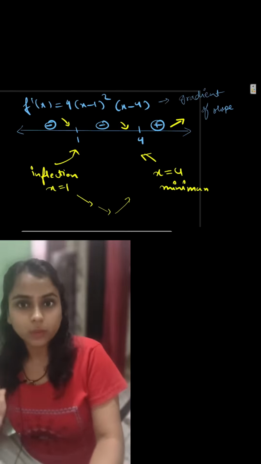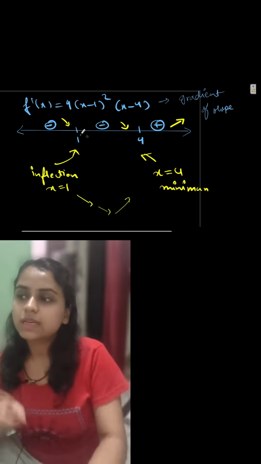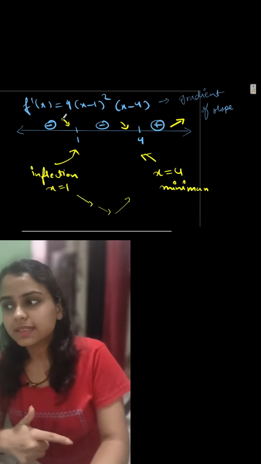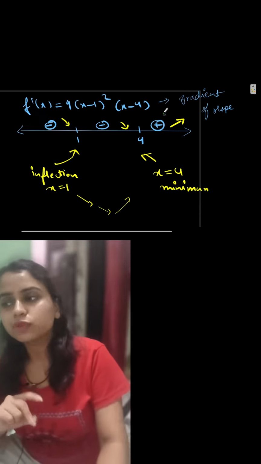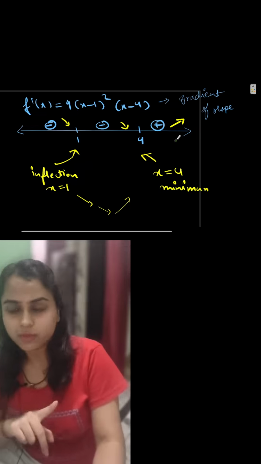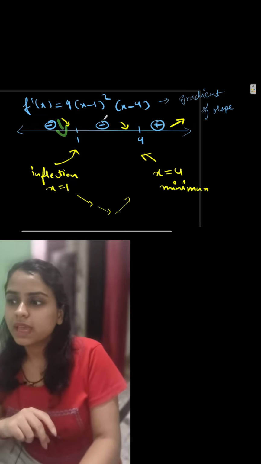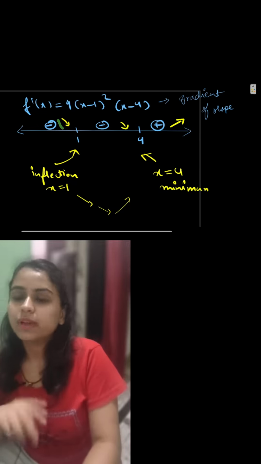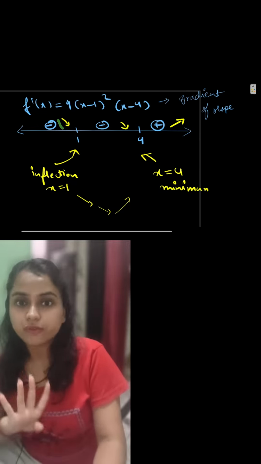And when we equate it to 0 and do the sign test, if you take any value less than 1, or greater than 1 but less than 4, around it, its sign is negative only. And if you take any value greater than 4, then its sign is positive. So here you have a falling slope, here you have a falling slope, and here you have a rising slope. Is it fine? So hence 1 is the point of inflection and 4 is the point of minimum.